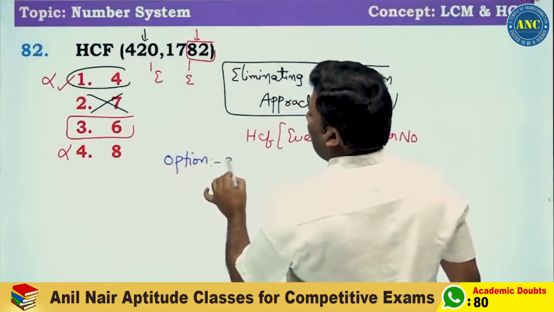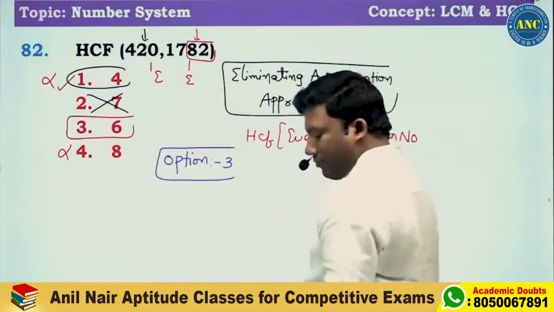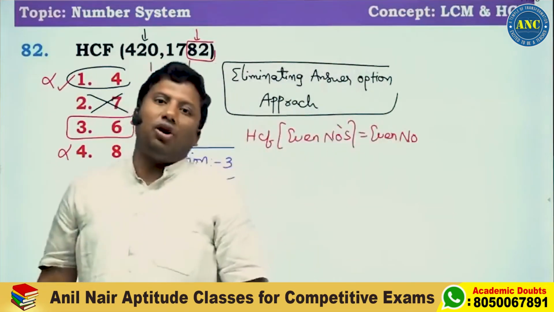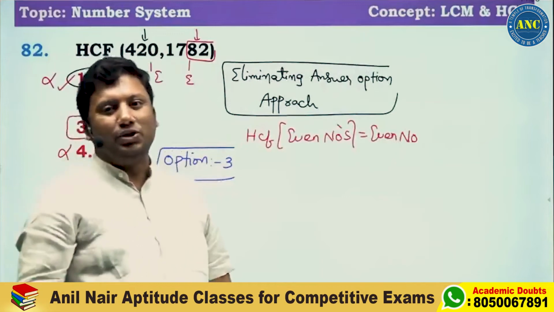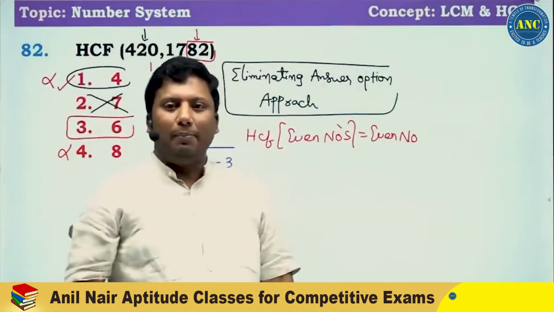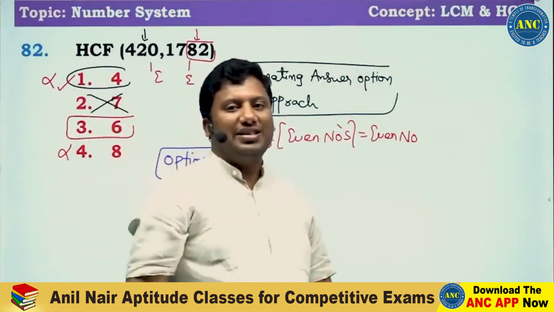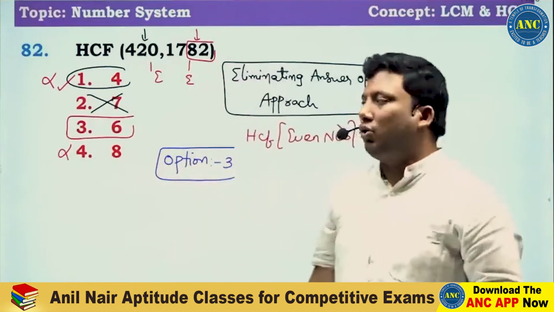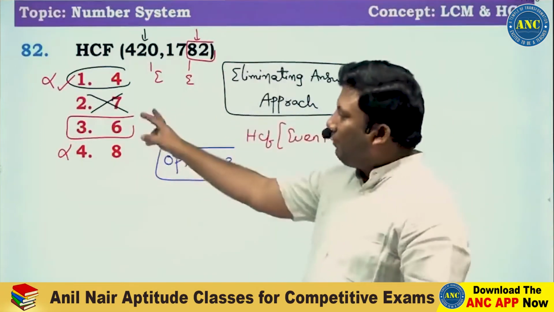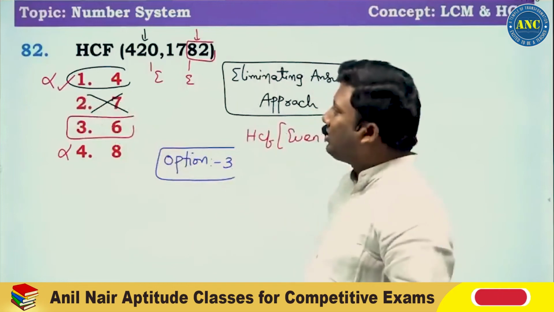Again, I am explaining. Listen carefully, sir. HCF of 420, 1782. 420 is an even number. 1782 is an even number. HCF of two even numbers is an even number. Option number 2, it is out.